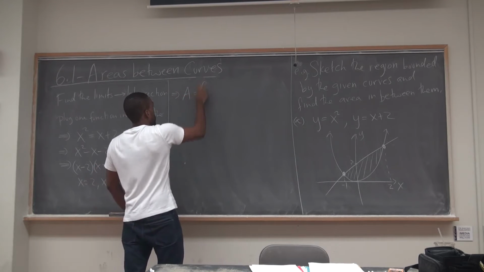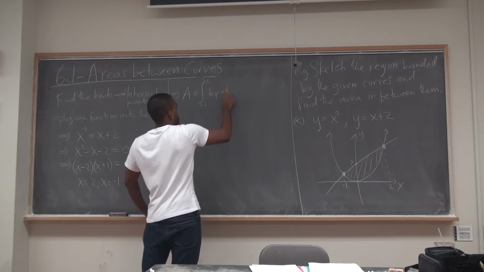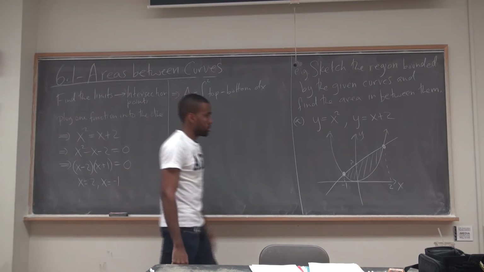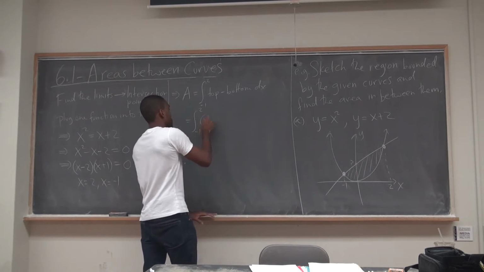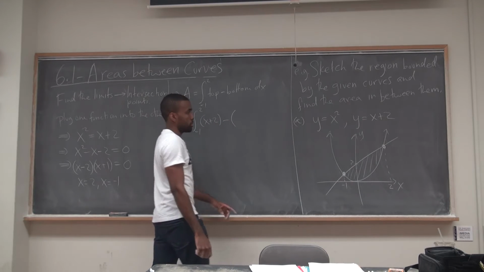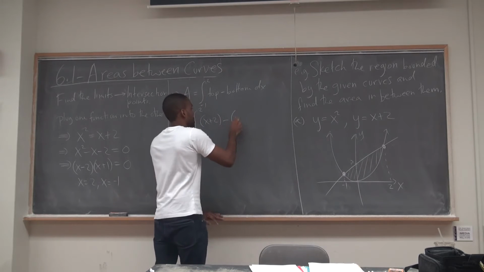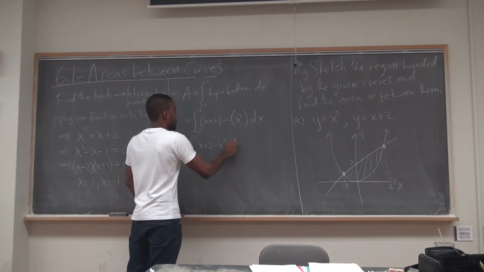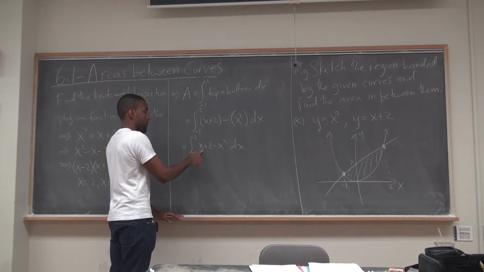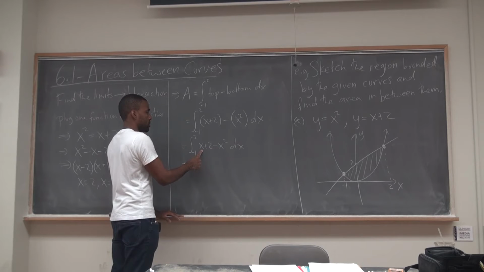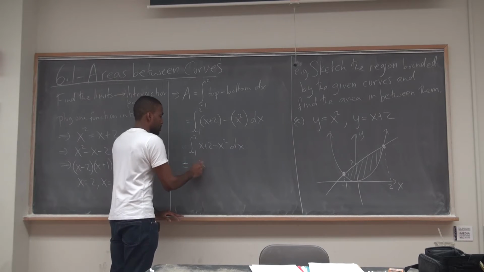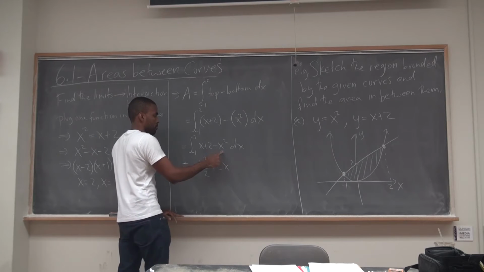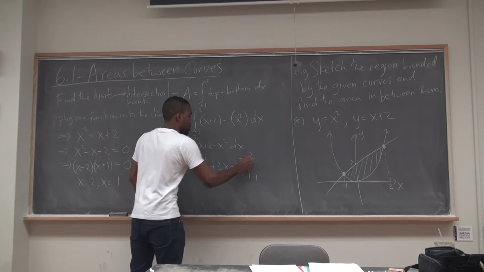This implies our area is going to be equal to the integral from -1 to 2 of top minus bottom. The top is the line, which is x plus 2. Minus, parentheses, very important, the bottom is x squared. So it's x plus 2 minus x squared dx. The antiderivative is x squared over 2, 2x, x cubed over 3. So it's just the power rule everywhere.